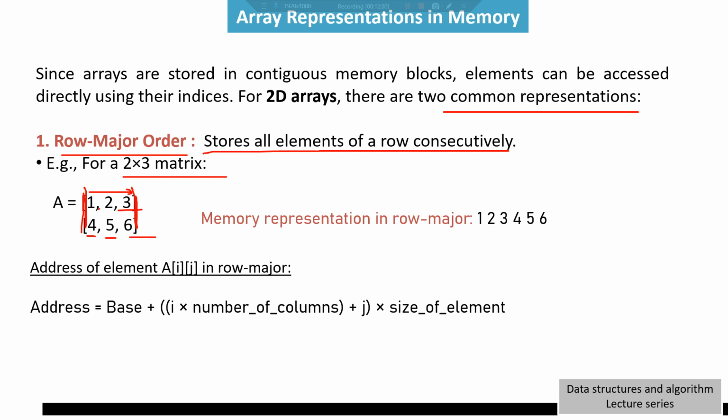There is also a formula to find the address of any element in row major order, which is the address of any A of ij: base address plus i into number of columns, which in this case is 3 columns, plus j, into size of element. Here the size of element, if it is an integer, is 4 bytes. Likewise, it is explained here with the help of an example.